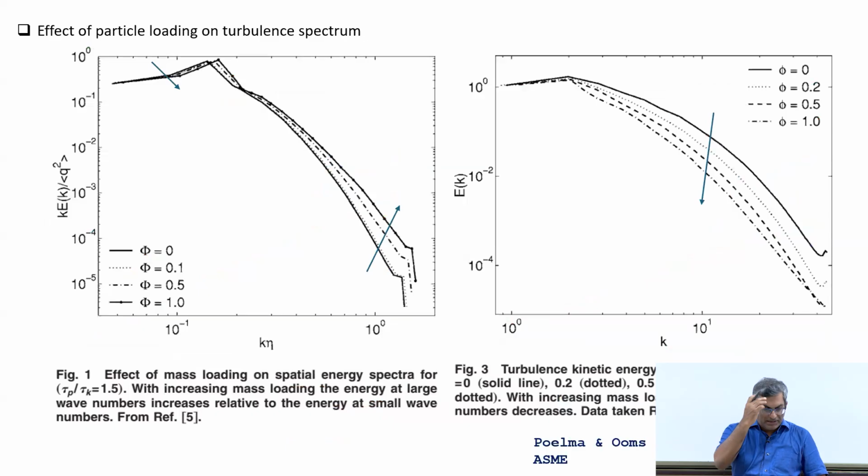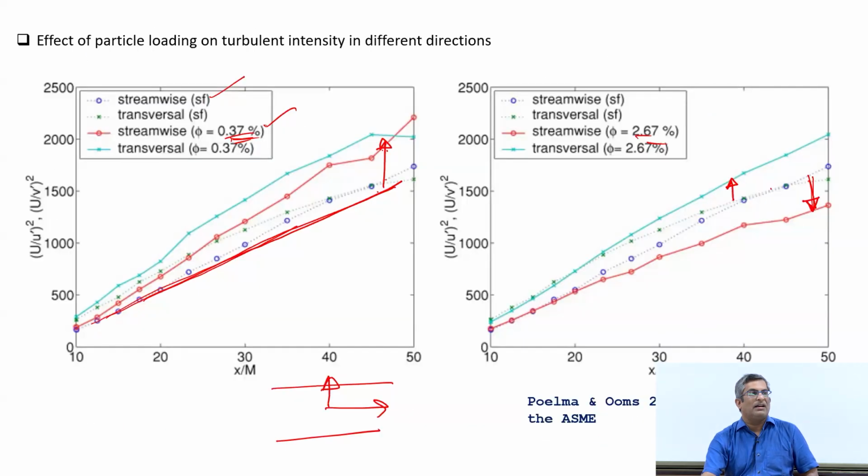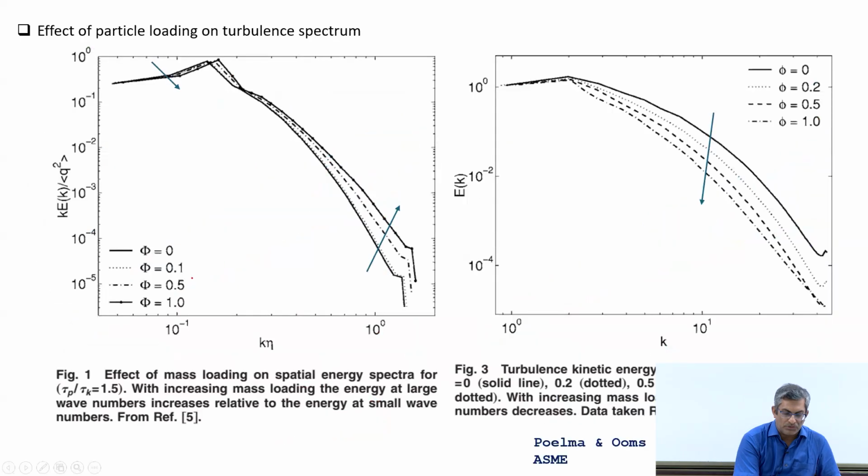Then this is interesting, that is effect of particle loading on turbulence spectrum. As of now we were considering the turbulent kinetic energy or turbulence intensity as a whole. We didn't look at the behavior at different length scales, but these authors tried to measure the turbulence intensity for different loading. So, what happens if you increase the loading, what happens to the small scale and to the large scale.